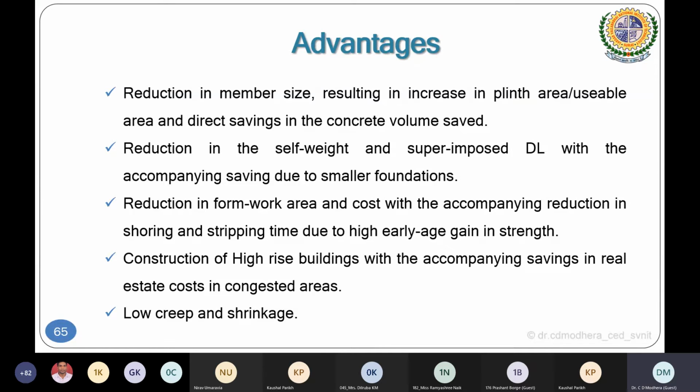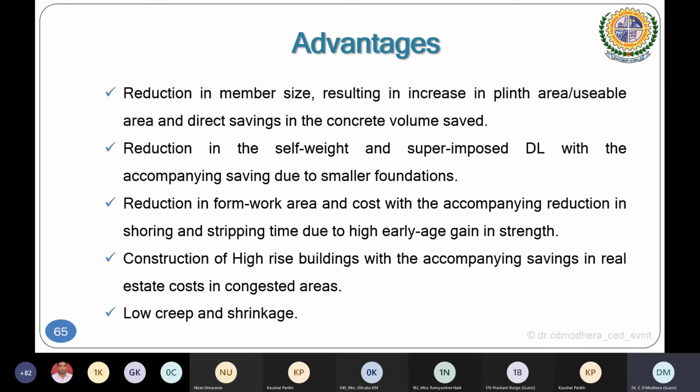Reduction in formwork area, because dimensions to be used are less, so less formwork is required, and accordingly the shuttering and stripping time also reduces, or you can say cost will decrease. Construction of high-rise buildings with considerable saving in real estate cost in congested areas.